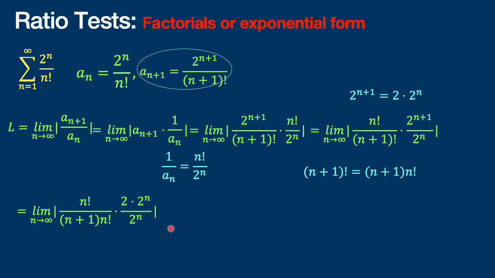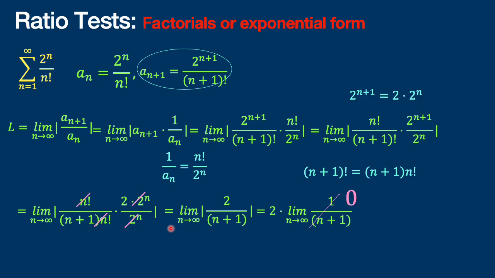Now let's just simplify. n factorial cancels out. 2 to the n cancels out. What is left? You see right here, 2 over n plus 1. Now, can you evaluate this limit as n approaches infinity? 2 over n plus 1 should be going to where, guys? That's going to 0. So this limit is going to be 0.